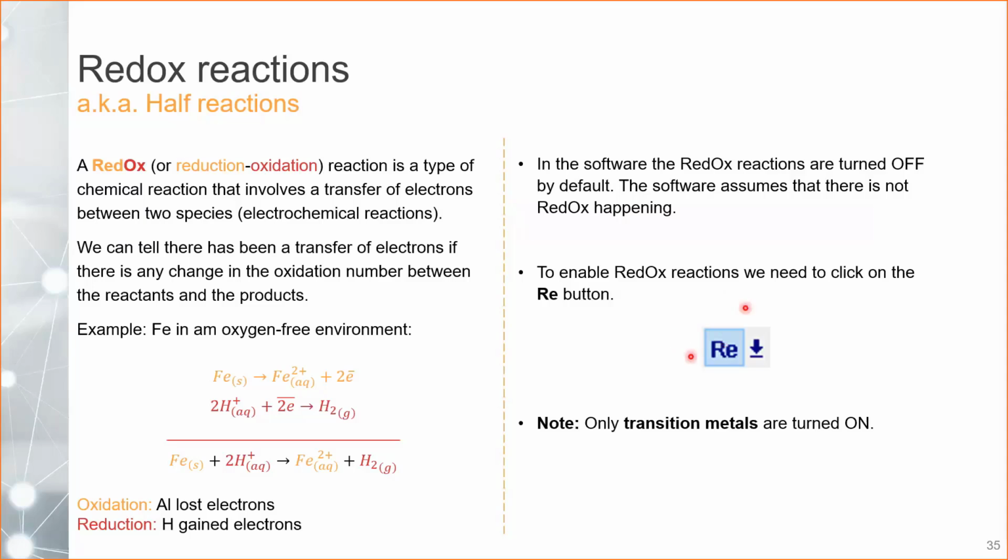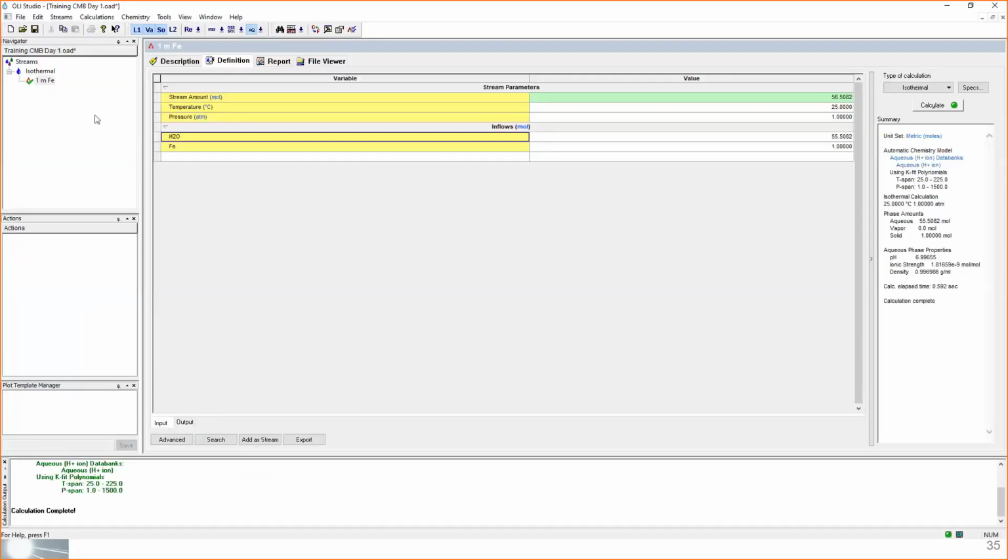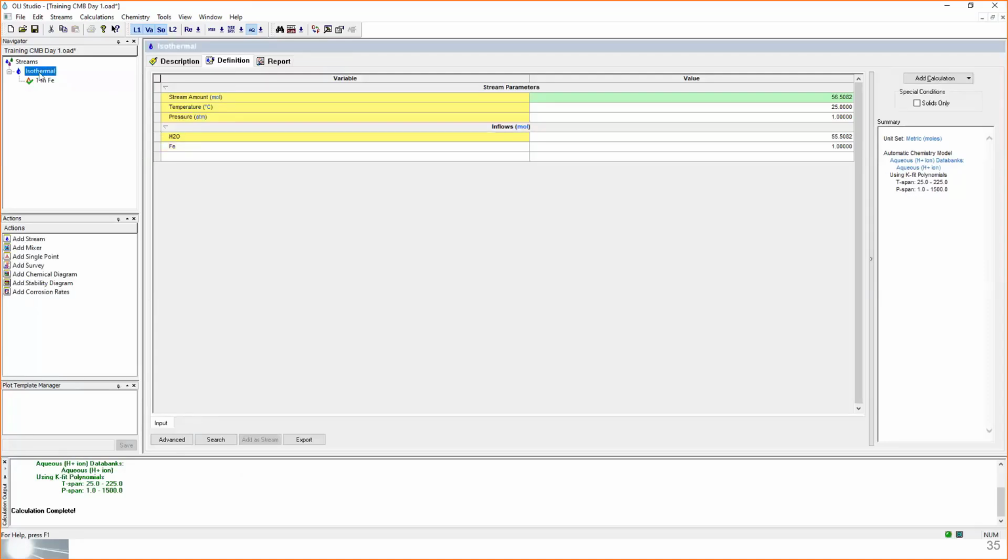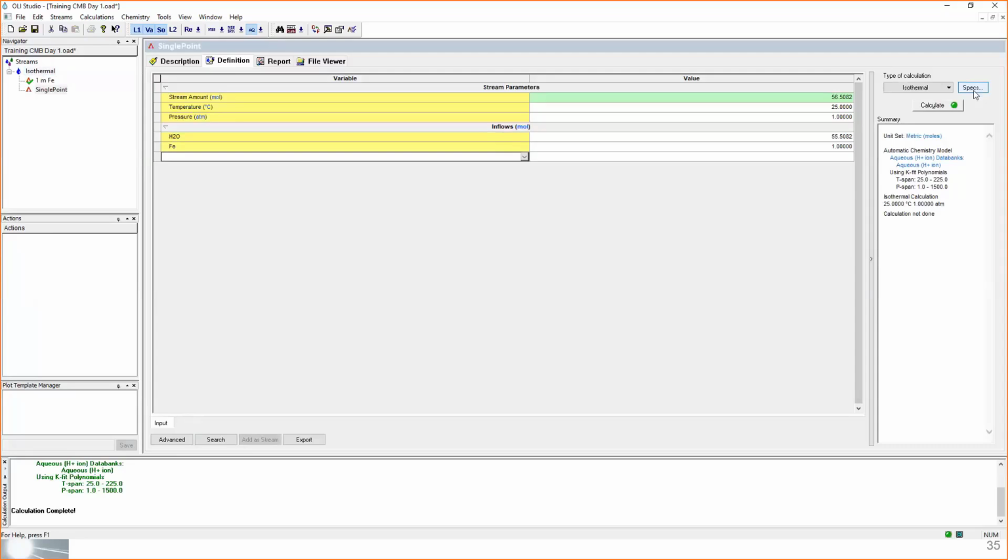So that's what we are going to do. We're going to turn on the redox button. So we go back to the software, and what I am going to do is go back to this isothermal calculation and add a single point. That single point is going to be isothermal, and we are going to rename it Fe oxidation.